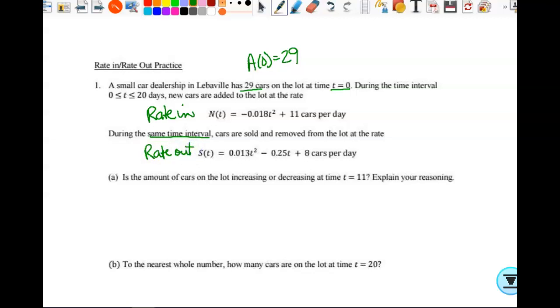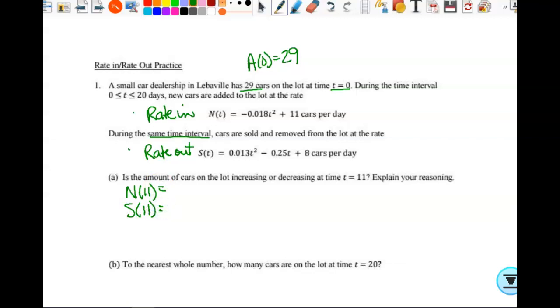So this first question asks you a little bit differently. It says, is the amount of cars on the lot increasing or decreasing at time t equals 11? Explain your reasoning. So this isn't asking me how many, it's just asking, is the amount of cars on the lot increasing or decreasing at t equals 11? So what do you think we need to find? Right, like substitute them in. So figure out what our rate in and what our rate out is at t equals 11. So we want n of 11, and we want s of 11.